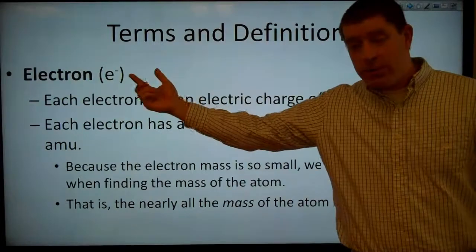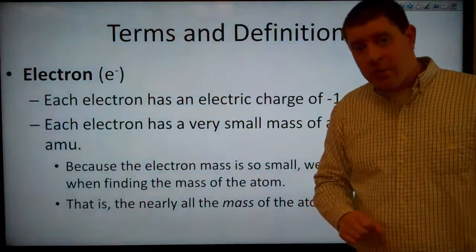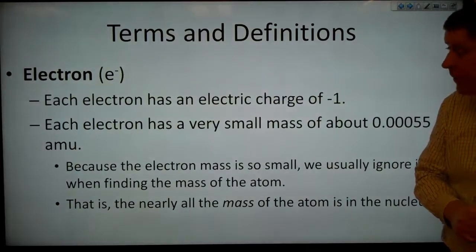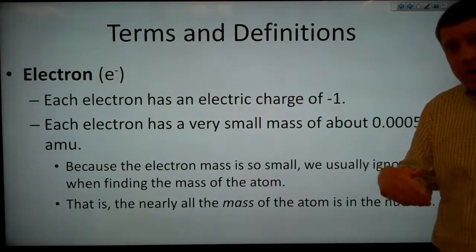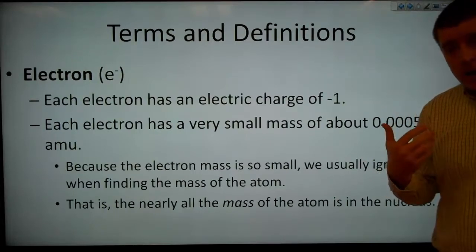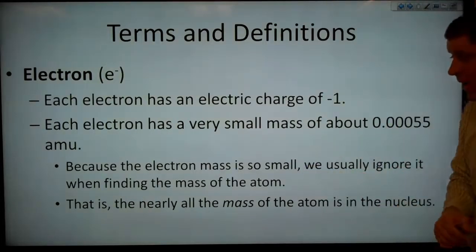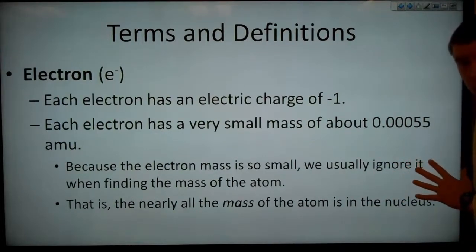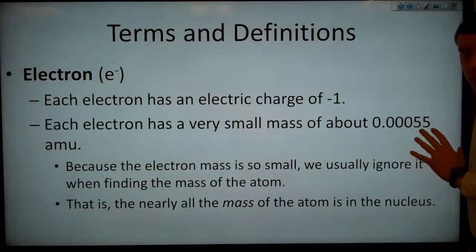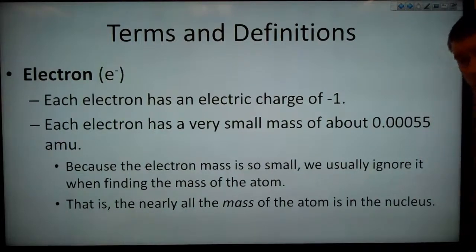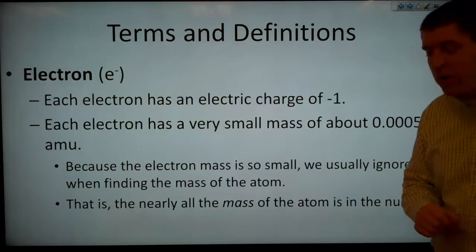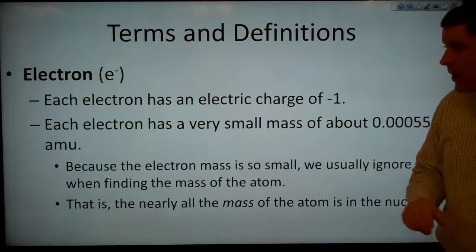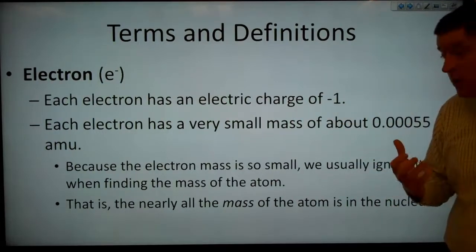So the electron is symbolized with an e and a superscript minus, and that's because the electron has a charge of -1. So our proton, neutron, and electron have a charge of +1, 0, and -1. Each electron has a very small mass, about 0.00055 AMU, so the electron weighs far, far less than the proton or the neutron. It's about 1/1800th or so of the mass of a proton, so the mass of the electron is really small, although the charge is exactly the same magnitude.